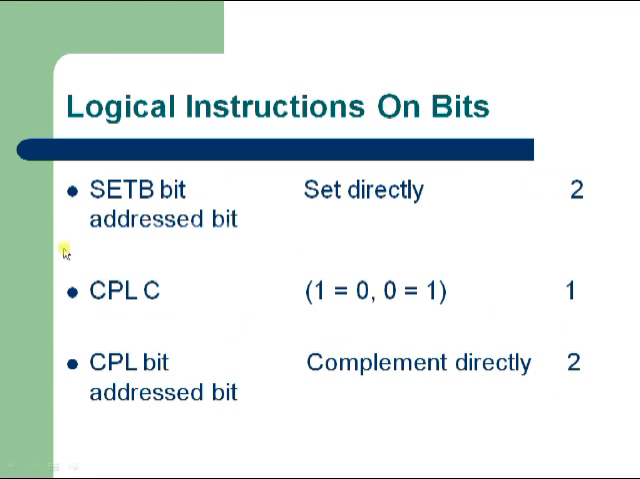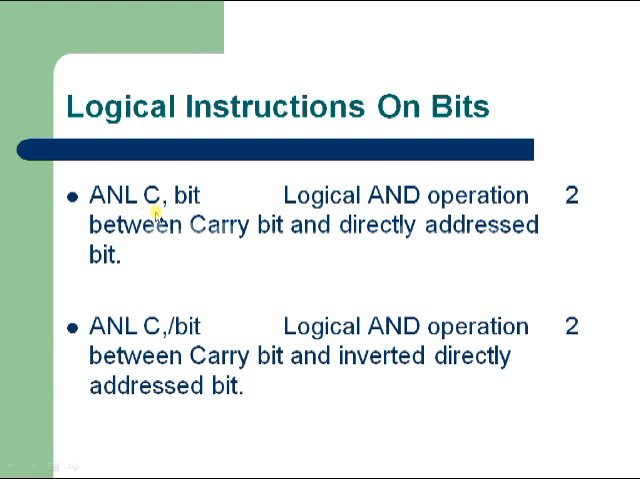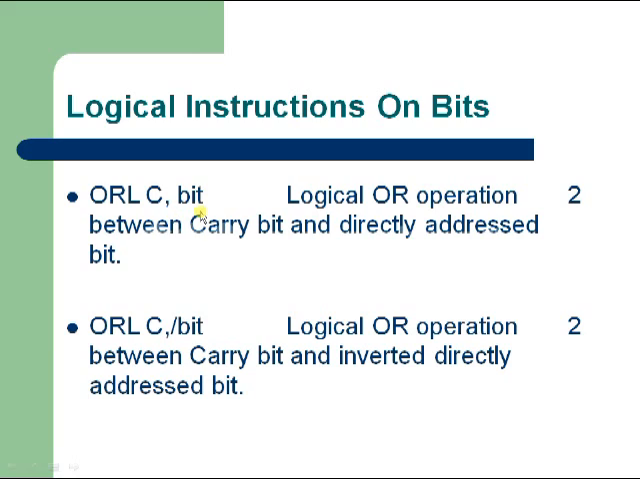SETB C is going to set the carry flag. SETB bit is going to set the specified, addressed bit. And CPL C, the carry flag gets complemented, that is 1 becomes 0 and 0 becomes 1. CPL bit, the specified bit gets complemented. ANL C comma bit performs a logical AND operation between the specified bit and the carry flag. ANL C comma complement of bit performs a logical AND operation between the carry bit and the inverted directly addressed bit. So ORL C comma bit performs an OR operation between the specified bit and the carry flag.